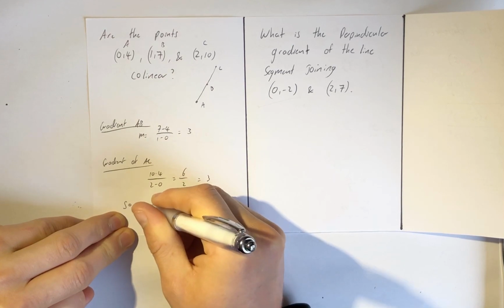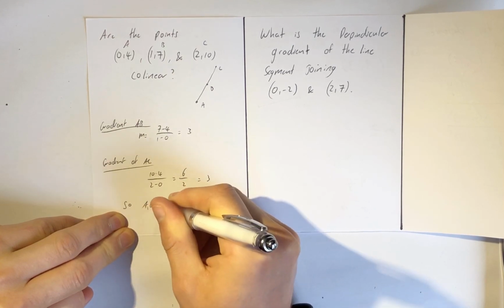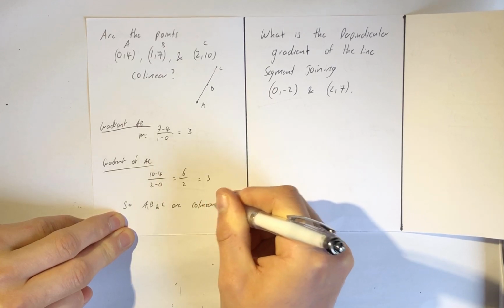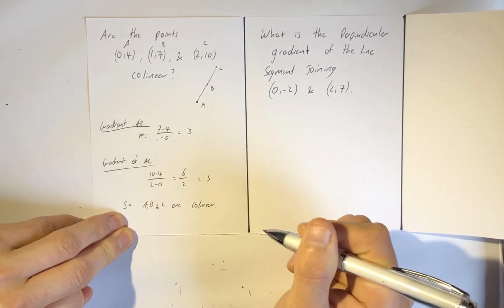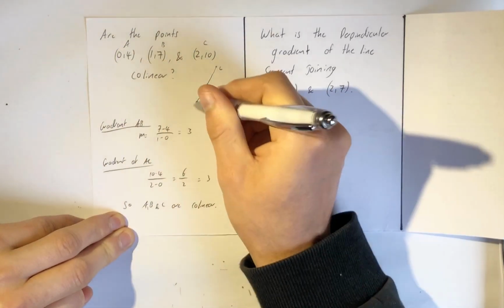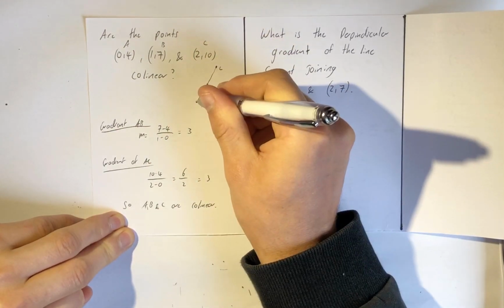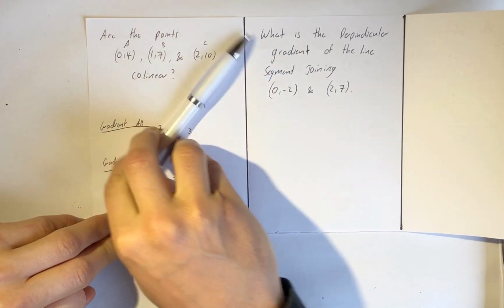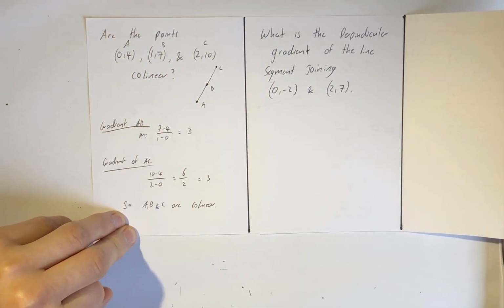So A, B, and C are collinear. Right, because the gradient from here to here is the same as the gradient from there to there. And so they must be on the same line, right? Otherwise those gradients will be different.